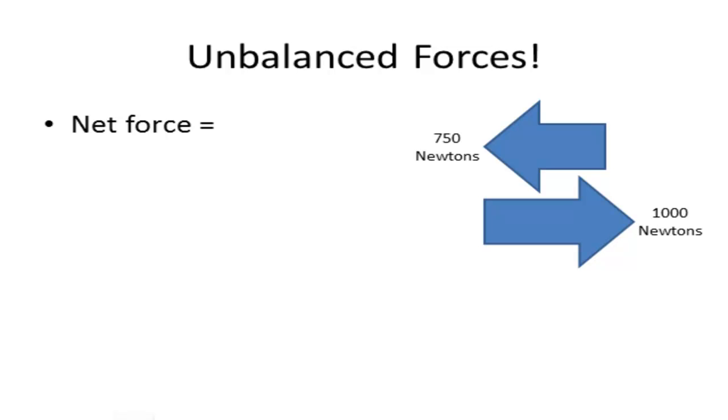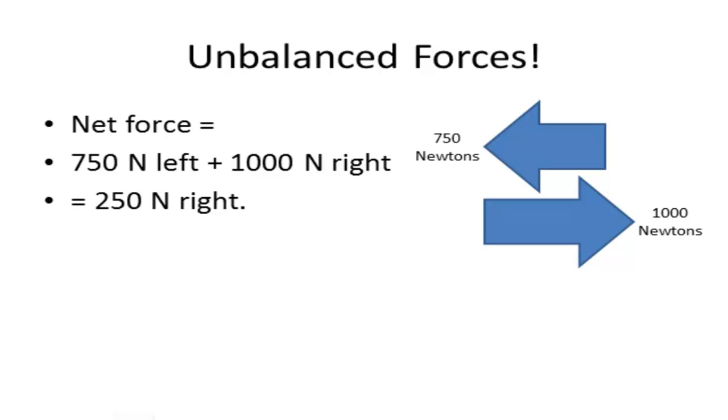So we do a calculation. So our net force equals 750 newtons to the left plus 1000 newtons to the right, which will give us an answer of 250 newtons to the right. Now some of you may be wondering how we arrive at this answer of 250 newtons to the right. You remember before we mentioned that these directions here are very, very important when we're doing these calculations.